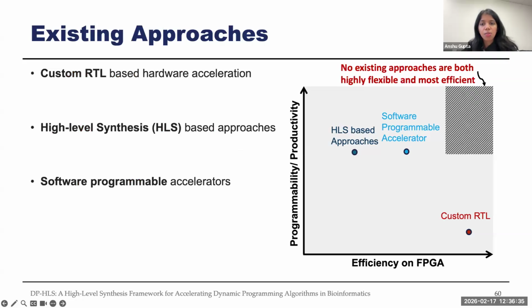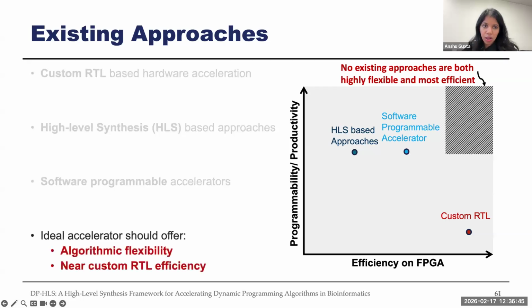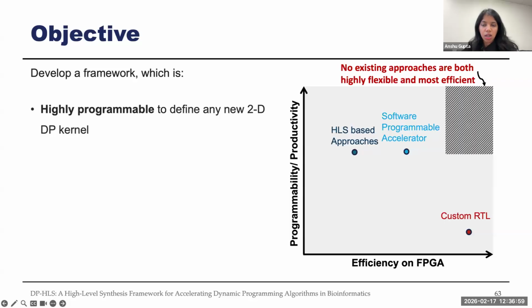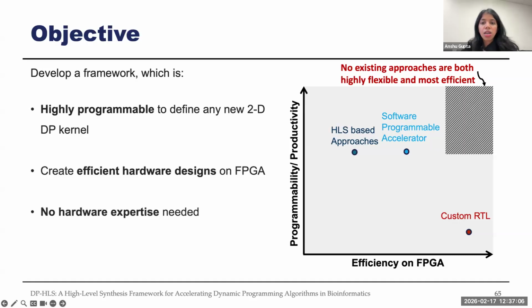Hence, the main issue has been breaking the programmability and efficiency trade-off. Both HLS and software programmable accelerators provide high flexibility to cater to a set of applications, but at the cost of efficiency. So the ideal accelerator should provide algorithmic flexibility as well as near custom RTL efficiency. Hence, our main objective in this work is to develop a framework which is: 1, highly programmable, where the user can define their own custom kernel; 2, quite efficient on FPGAs, giving almost near-RTL performance; 3, accessible to non-hardware experts as well.